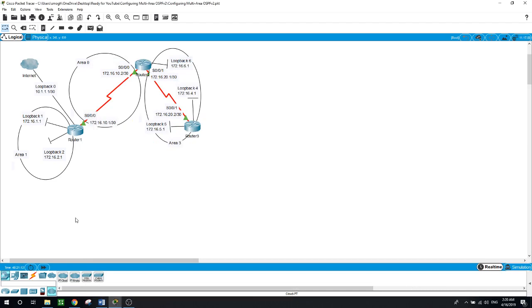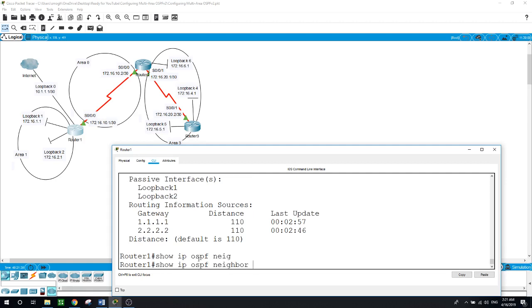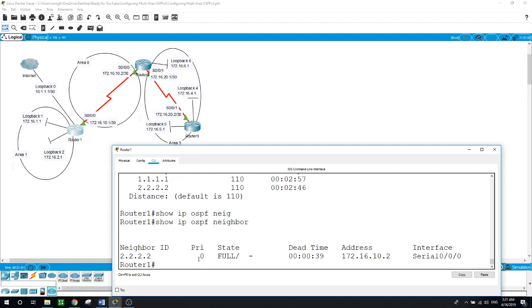Now, I will need to run a command to verify that OSPF adjacencies have been established between routers on router 1, 2 and 3. Start with router 1 here: show IP OSPF neighbors.